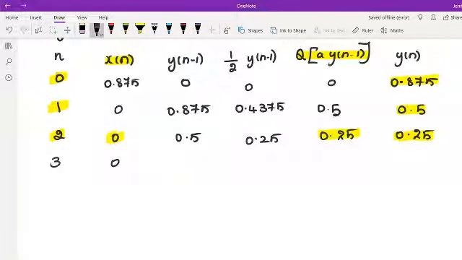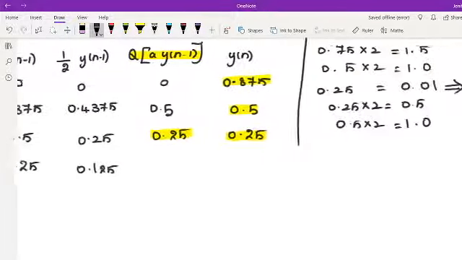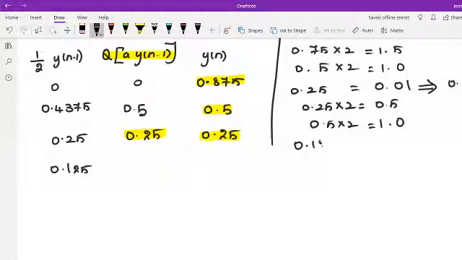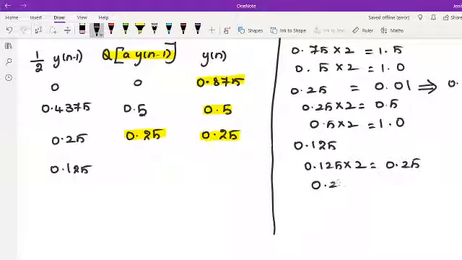So we can substitute that value here. 0.25 into 1 by 2, that is 0.125. So we are going to perform this quantization. I am selecting 0.125. First I am going to convert that into binary. 0.125 into 2 is equal to 0.25. 0.25 into 2 is 0.5. 0.5 into 2 is 1.0. So this is equal to 0.001.